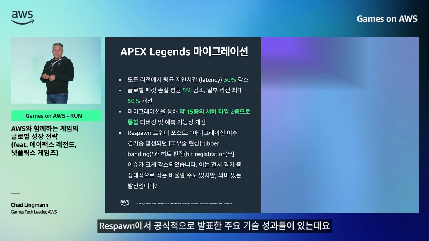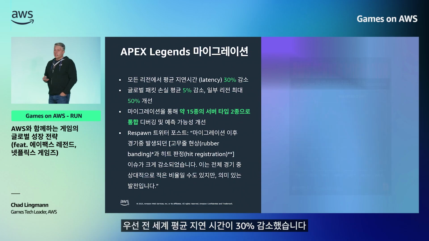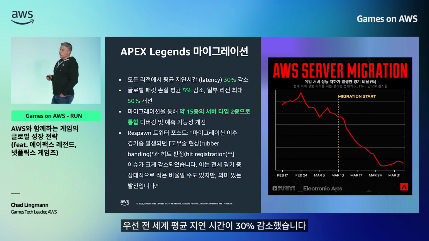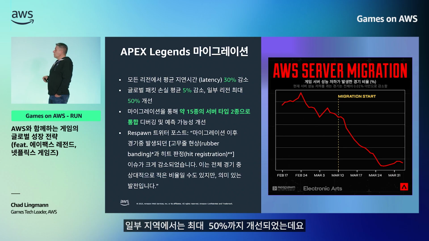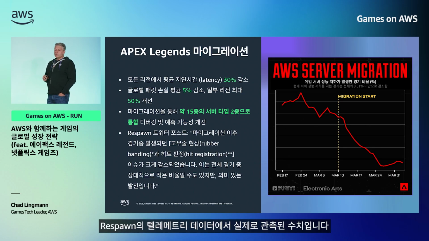So Respawn also reported publicly major technical wins. First, latency dropped an average of 30% globally. Packet loss also decreased by 5% globally, with certain areas improving up to 50%. These are real, observed metrics from Respawn's telemetry.